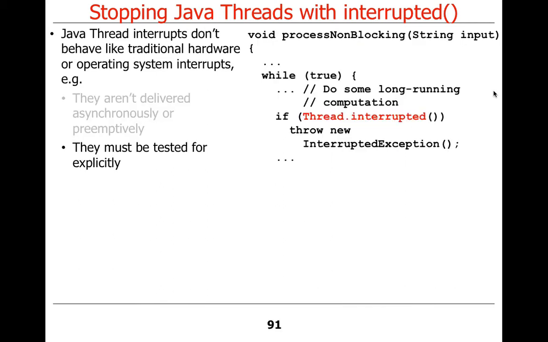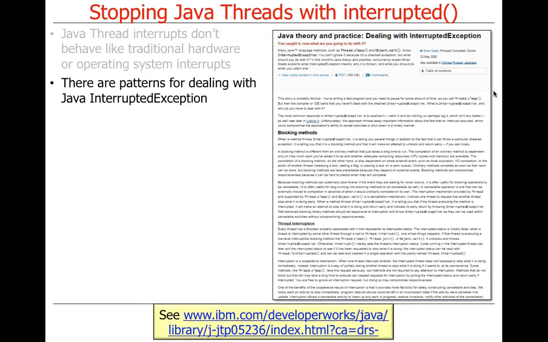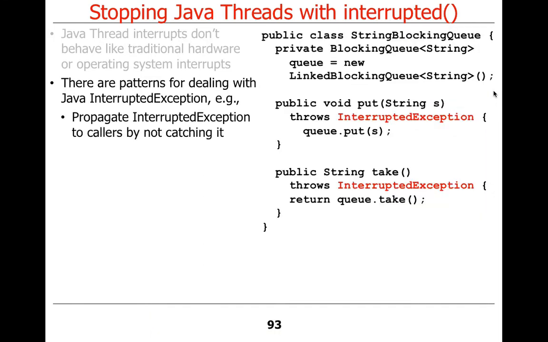They have to be tested for explicitly. You have to actually check in your code, was I interrupted or not? So that's different than a regular interrupt. There's a bunch of patterns for dealing with exceptions, the interrupted exceptions. Take a look at this link. You'll learn about these patterns.